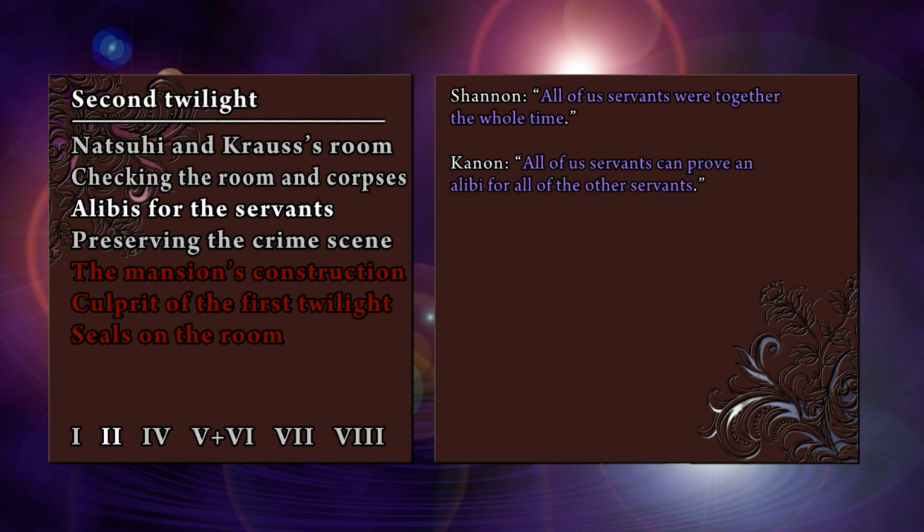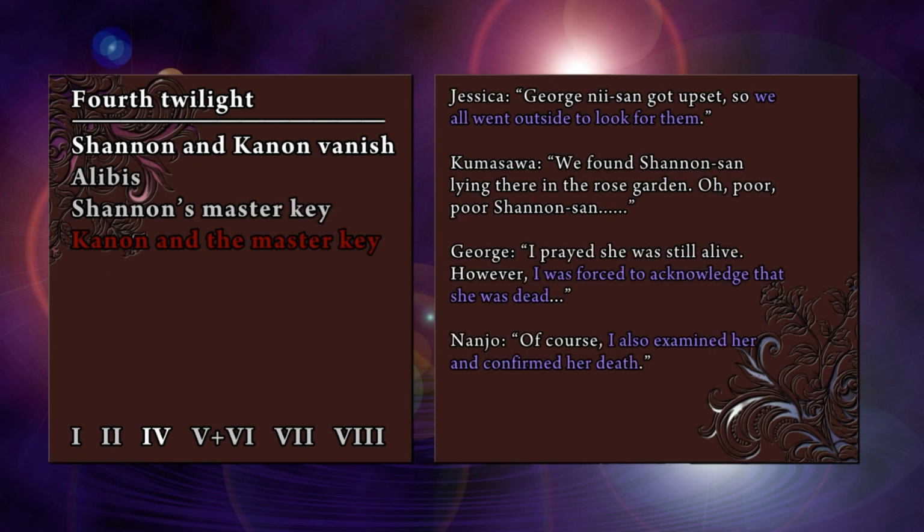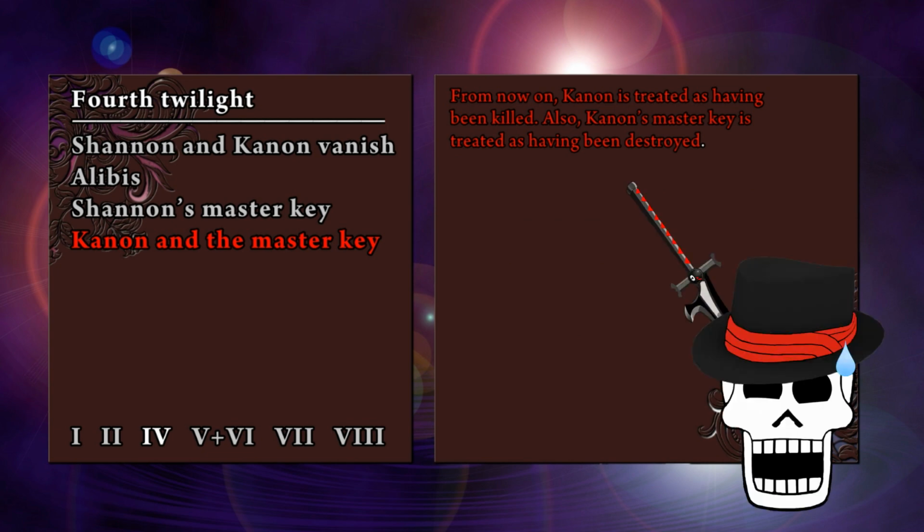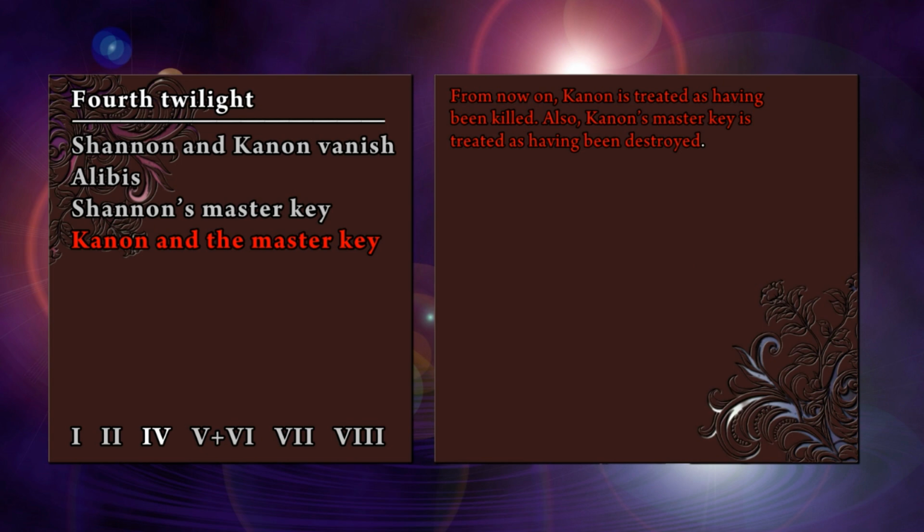But alright, you know what? Kanon innocent as well. So that will imply that all the servants are innocent. So Shannon and Kanon, they all vanish. What does it say about Shannon? Oh, duh. Kanon is treated as having been killed, and there's no way for a culprit to be killed. Therefore, Kanon couldn't be a culprit. Why didn't I think of that?